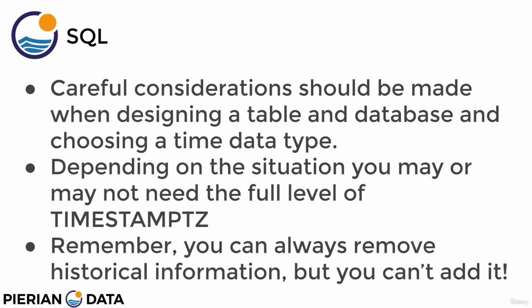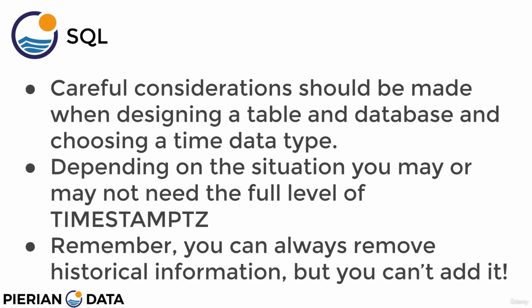Now, something to critically remember is if you are keeping track of historical time information or date information or timestamp information, and you're trying to perform some sort of calculation, like maybe how many days were worked or something of that nature, you can always remove historical information. For example, if you're keeping track of timestamp TZ, and later on you discover you don't actually need time zone information, you can always remove that time zone information. But what you cannot do is go back and add it in because you were never recording it in the first place.